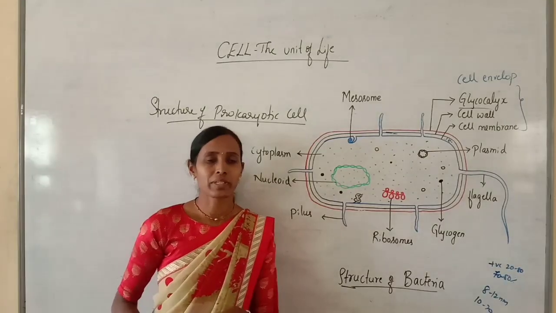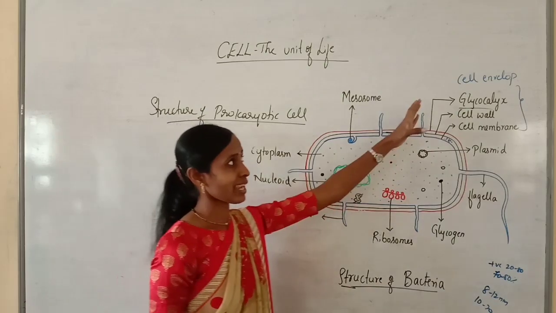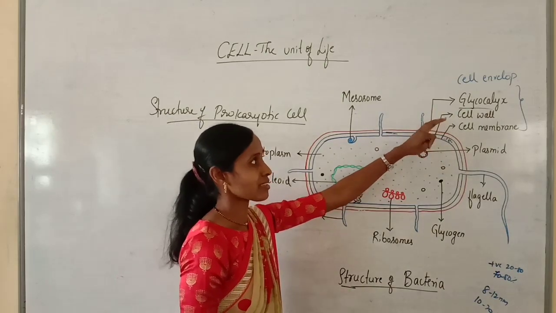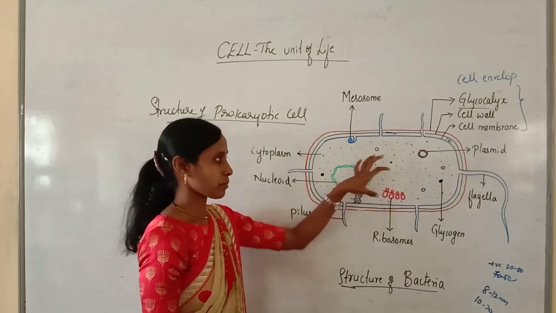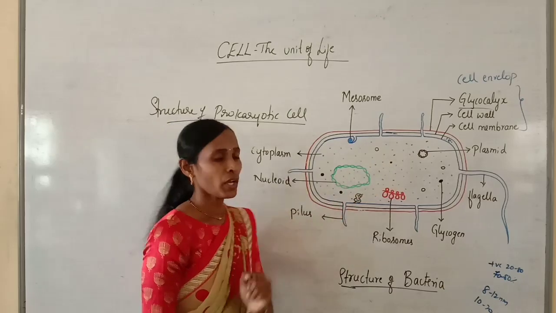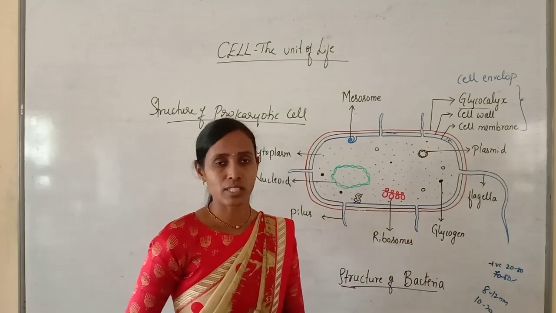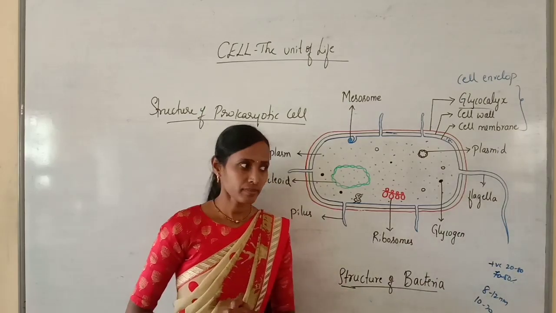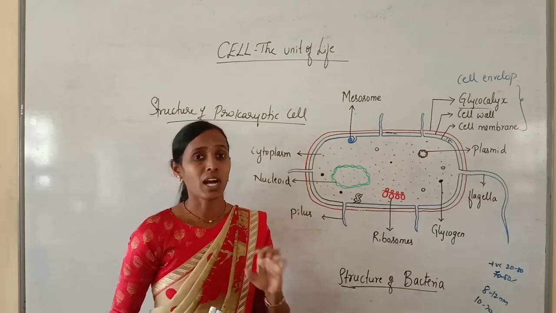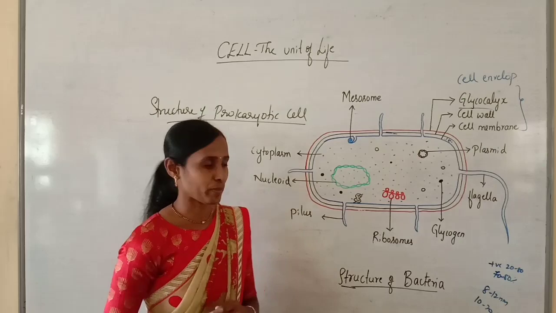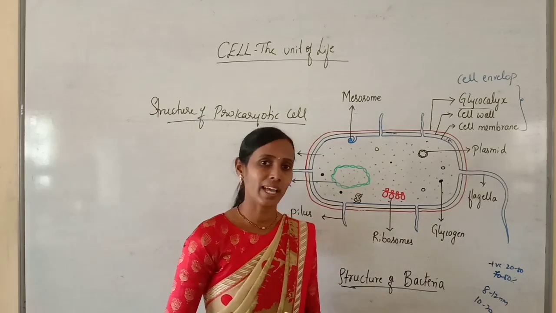Well students, in the previous class we studied up to the cytoplasm, which means we have studied the cell envelope including glycocalyx, cell wall, cell membrane, then followed by the cytoplasm. The cytoplasm is the fluid filled matrix where all cellular activities take place. Here the non-membrane bound cell organelles are present and membrane bound cell organelles are absent. You will come to know what are the membrane bound and non-membrane bound cell organelles.